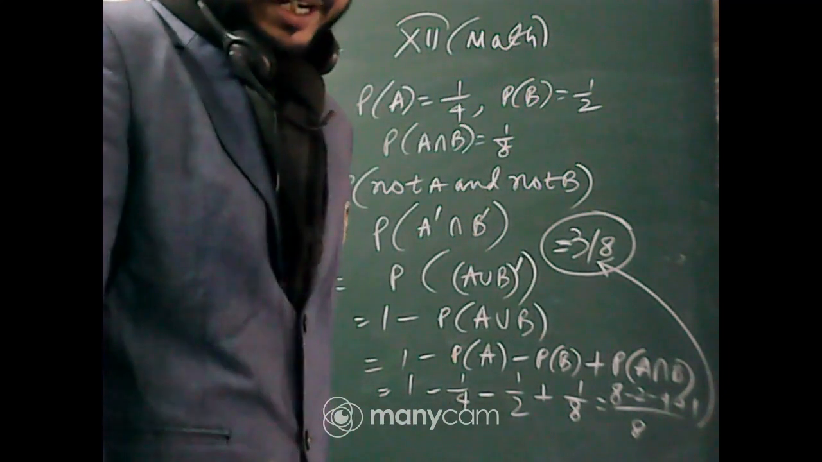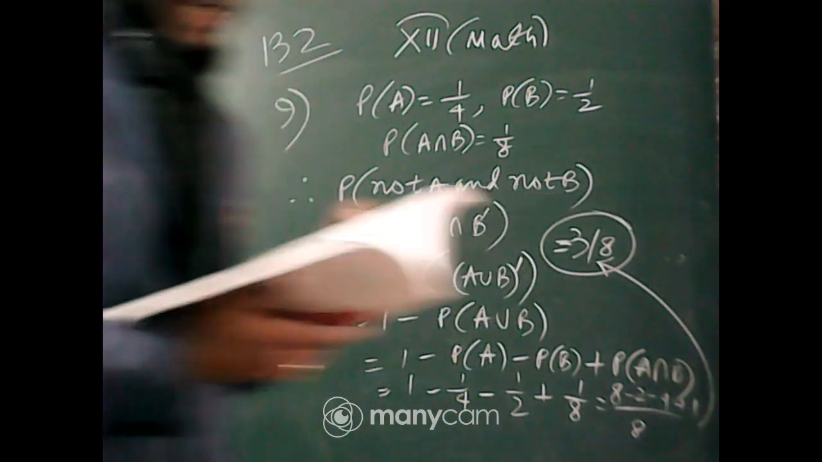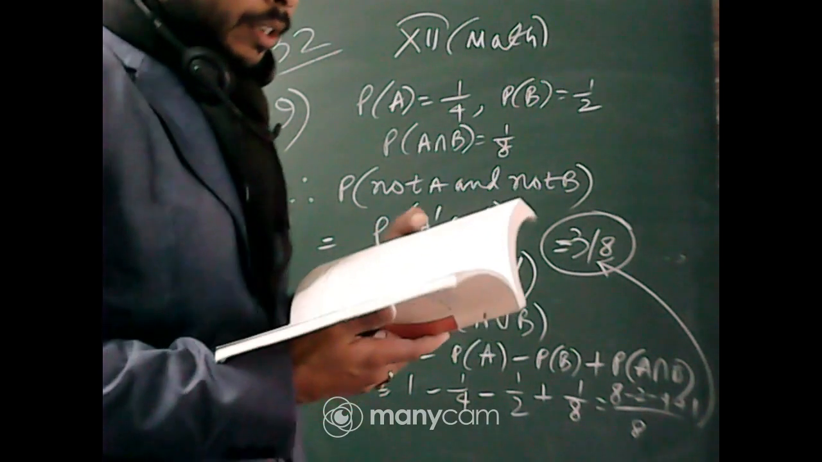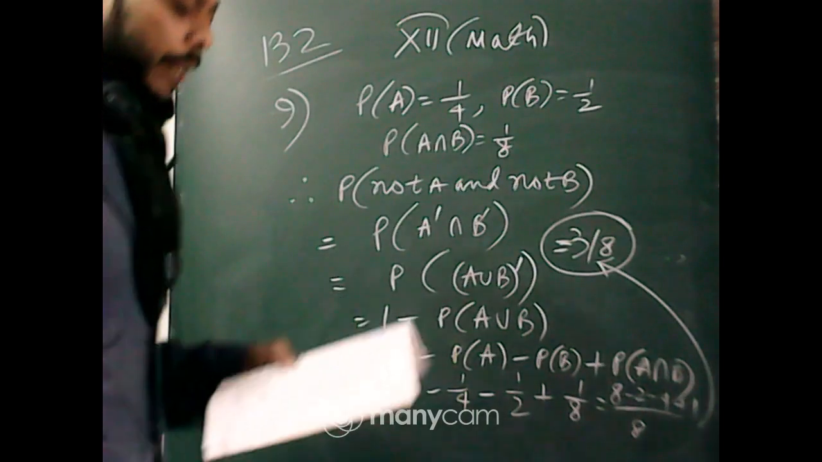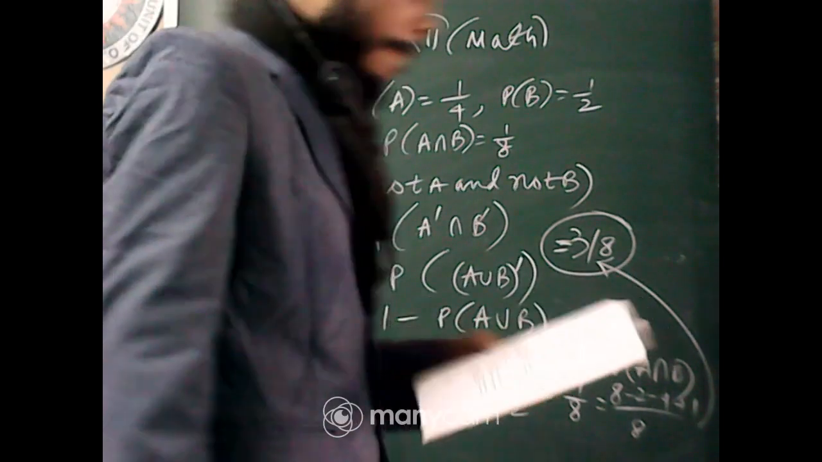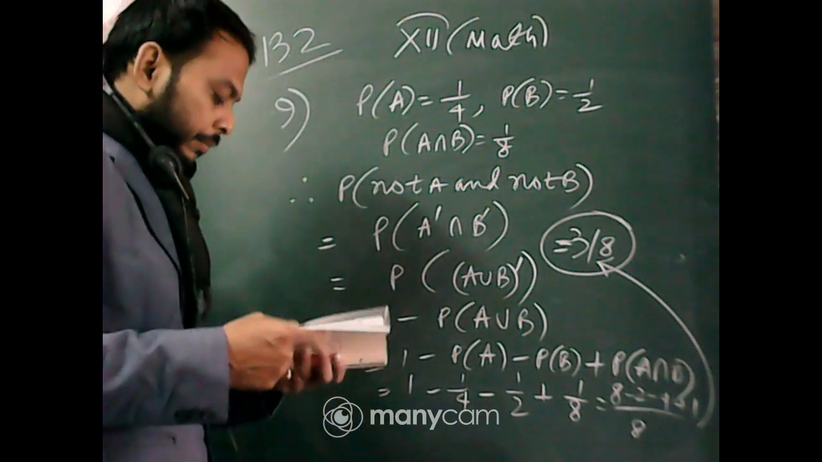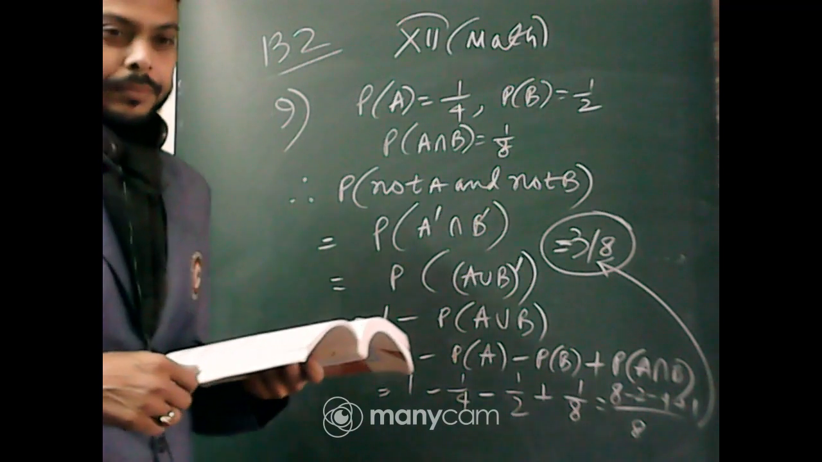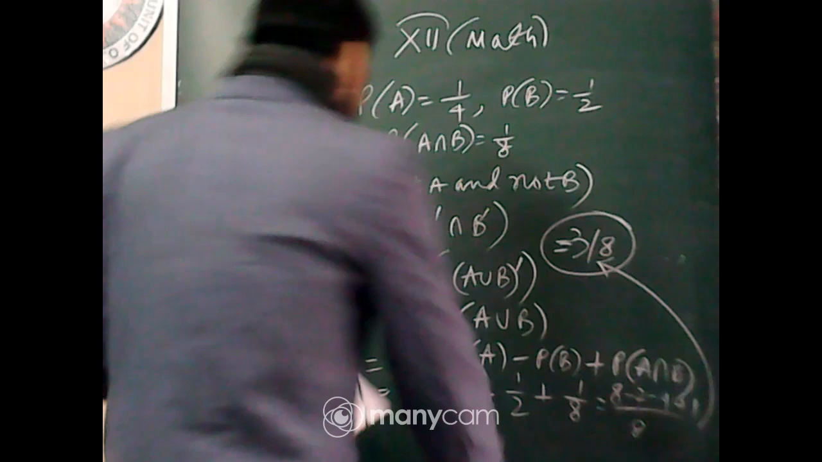Is it 3 by 8? So probability of not A and not B, that is 3 by 8. Is it done? Is it clear? Important one, question number 9. Is it clear, question number 9? Okay, move on to question number 10.